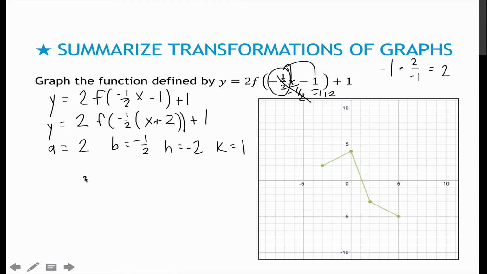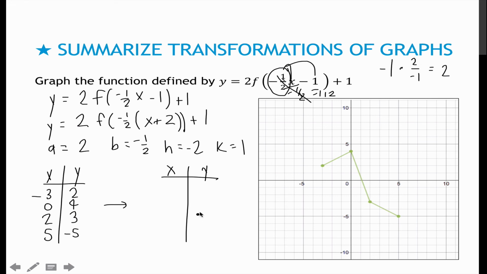I'm going to write down my original points, and now I'm going to transform my graph using all of my values. So remember, we start with the x value. The x value is divided by the absolute value of b. So negative 3 divided by a half actually means times 2, which gives me negative 6. Minus 2 gives me negative 8. And then because this is negative, it reflects it. So negative 8 becomes positive 8. The y value is a little bit easier. We just take y times a, so 2 times 2 is 4, plus k, which is 5.